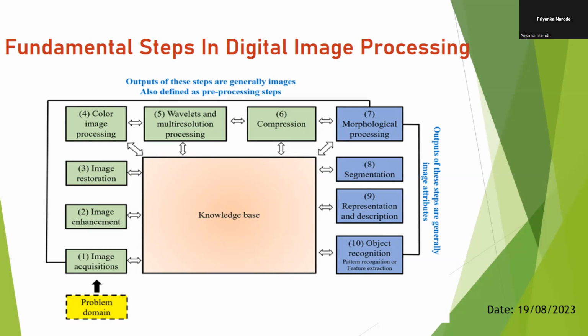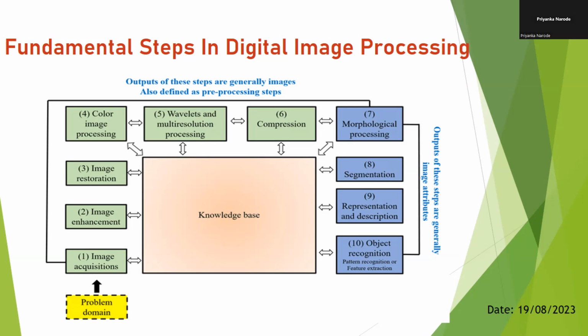The next step is morphological processing. Morphological processing deals with extracting image components that are useful in the representation and description of shapes. It includes basic morphological operations like erosion, which means it can degrade the image, and dilation, which means it can expand the image in multiple forms.